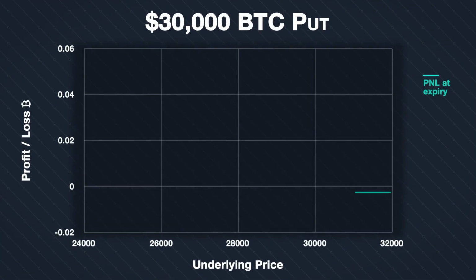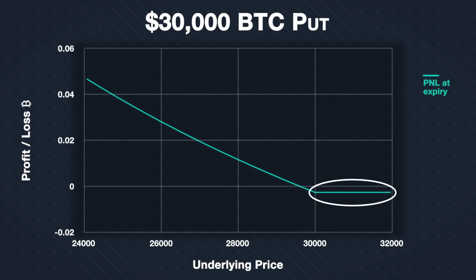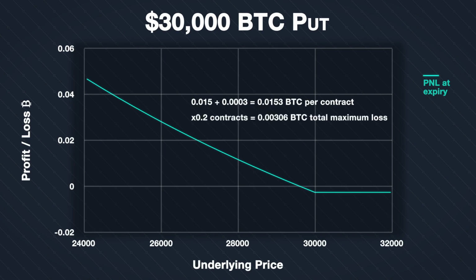Given all the parameters we just covered, this is the P&L chart at expiry for this option. For any price of Bitcoin above our strike price of $30,000, we will make the maximum possible loss. This maximum loss is limited to the premium we paid plus the fees. We paid a premium of 0.015 Bitcoin per contract, and the fees were 0.0003 Bitcoin per contract. This gives us a total cost per contract of 0.0153 Bitcoin. As the contract multiplier is 1 and we purchased 0.2 contracts, this equates to a total maximum loss of 0.00306 Bitcoin.